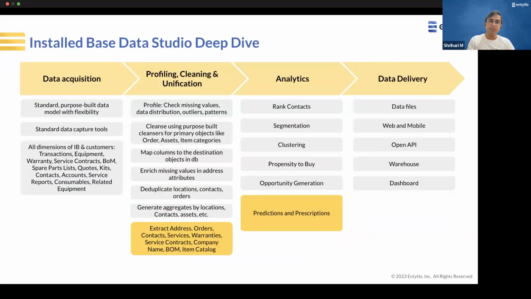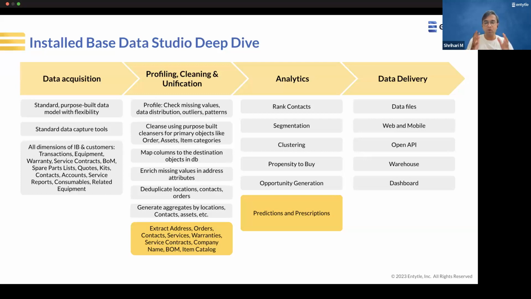So I'll give you a deep dive on what we do at different stages, and I'll directly jump onto the product demo. On data acquisition, we have focused on the domain objects that really matter in the industrial world. For example, part transactions, equipment, warranties, service contracts, bill of materials, excess inventories, and part lists. There could be quotes for renewal and consumables and a lot of other stuff, right?